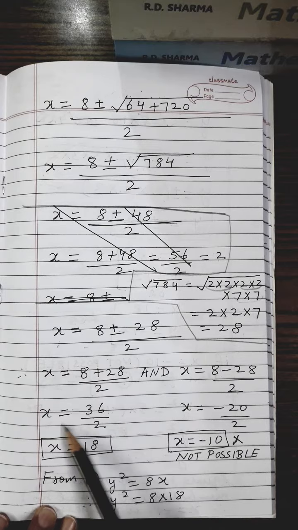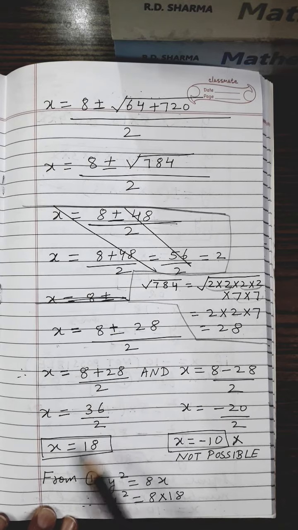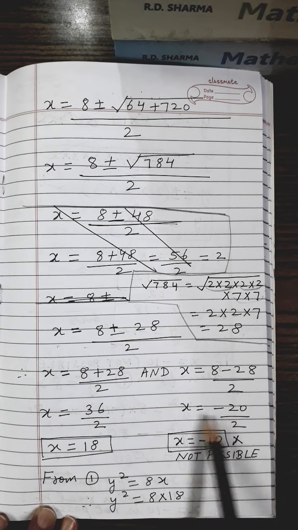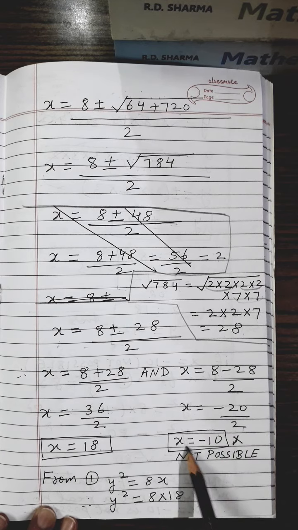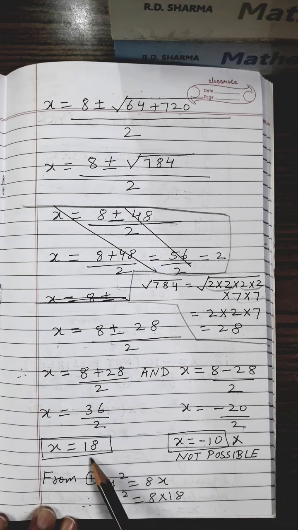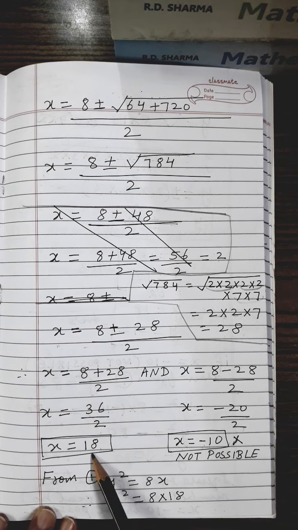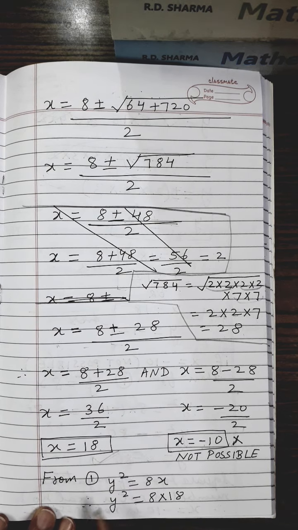Now solve it. x equals, add them, 36 upon 2, x equals 18. Similarly here, 8 minus 28, x equals minus 20 upon 2. You will get x equals minus 10. So you are getting two answers for x. x is 18. The second answer is x equals minus 10. Let us do our working with the first answer. The second answer is not possible, which we will come to know when I apply this value of minus 10 in my working. So let us start with this value of x equals 18.